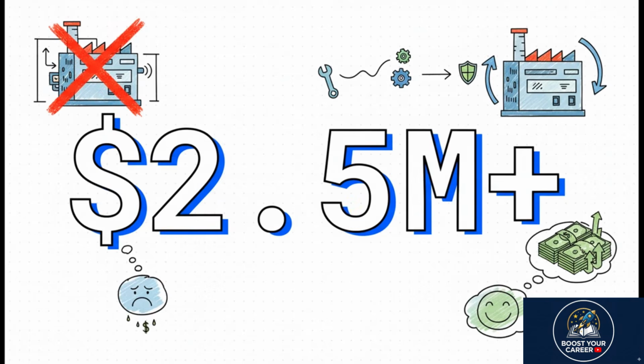Let's put a real number on that transformation. There was one company that shifted their maintenance work from being 60% chaotic emergency repairs down to just 15%. That one move, just from reactive to proactive work, saved them over $2.5 million in a single year, all by just preventing those expensive, unplanned shutdowns.